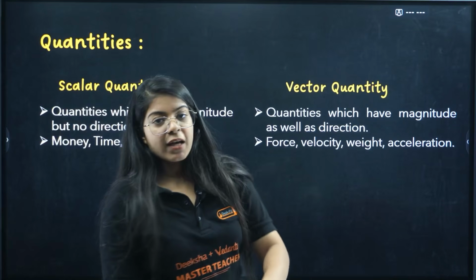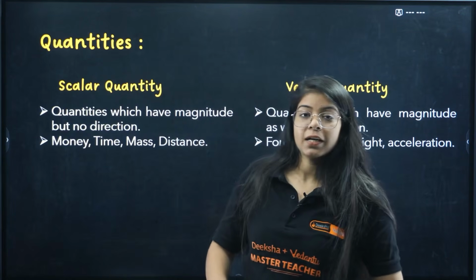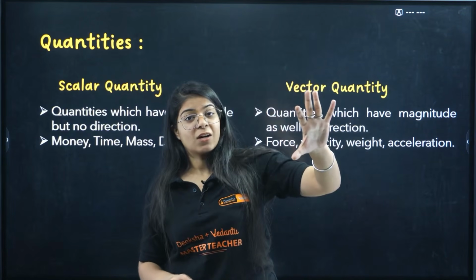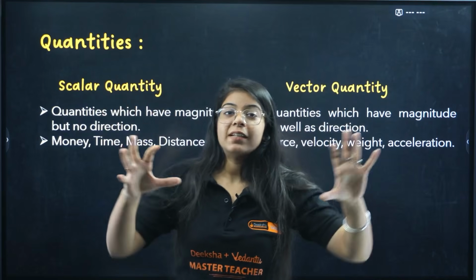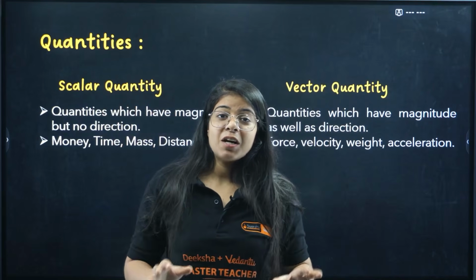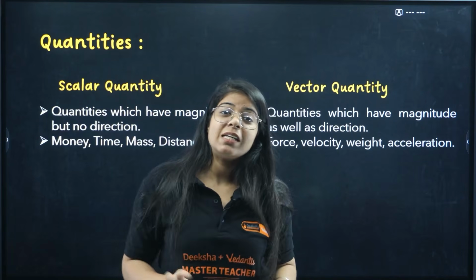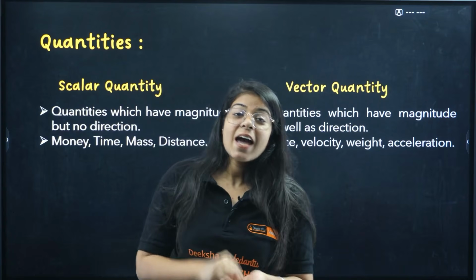Okay, let's move on to one very important thing, that is quantities. Now this is where the actual physics starts. There is something called scalar quantity. There is something called vector quantity. And I have done masters and I have read about these in masters as well. So this is as important.